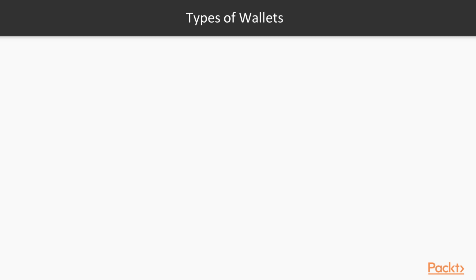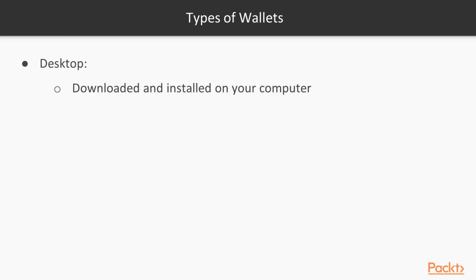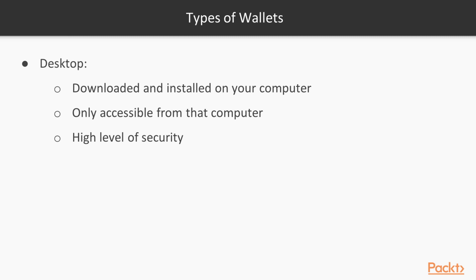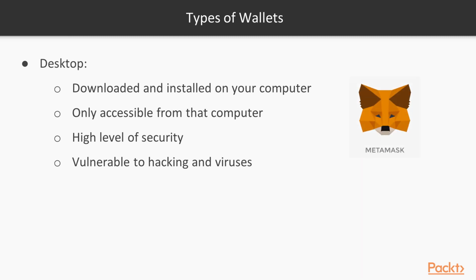There are different types of wallets available. There's a desktop wallet that's downloaded and installed on your computer, and it's only accessible from the computer where it's downloaded. It has a really high level of security, but if you get hacked or you have a virus, it's vulnerable to that attack. MetaMask is one such example of a desktop wallet, and we'll be working with it more today.